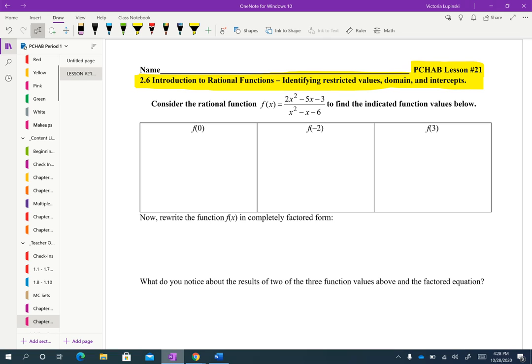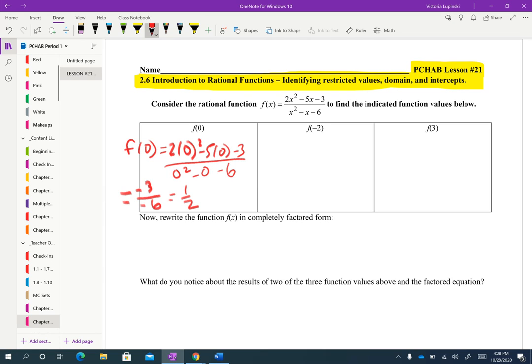So if this is the f of x function and they're asking you for f of 0, that of course means that everywhere there's an x, you're going to put a 0. That gives you 2 times 0 squared minus 5 times 0 minus 3, all over 0 squared minus 0 minus 6. If you start to simplify, any term that has a 0 in it is going to cancel, giving you negative 3 over negative 6, which means you get an answer of positive 1/2.